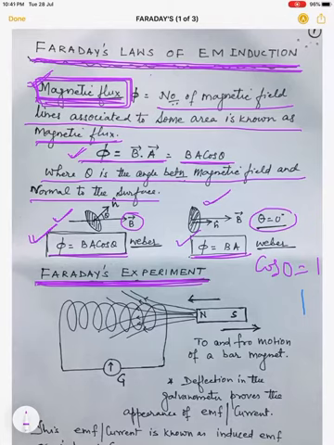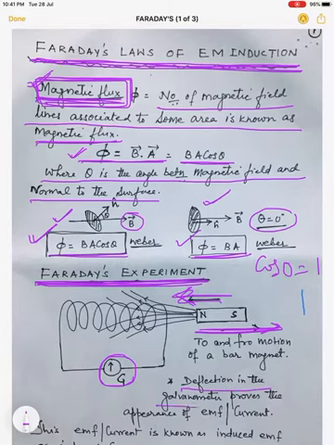So he performed an experiment, and that famous experiment is known as Faraday's experiment. He took a coil connected to a galvanometer. There is no source of EMF, there is no battery, and then he took a bar magnet, and he started moving the bar magnet towards the coil and away from the coil, towards the coil and away from the coil. By the simple movement of the magnet, he observed that the galvanometer needle deflects.